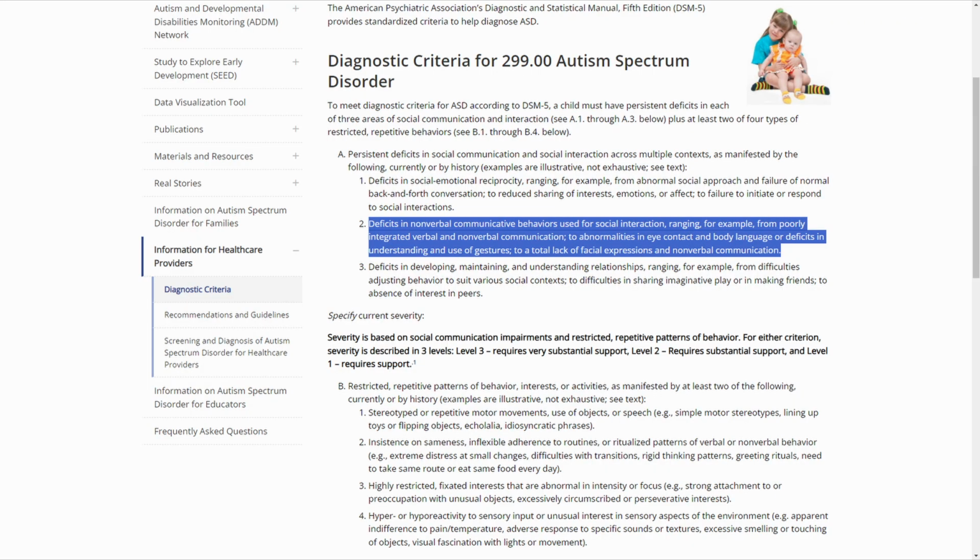Moving on to number 2, deficits in nonverbal communicative behaviors used for social interaction, ranging, for example, from poorly integrated verbal and nonverbal communication to abnormalities in eye contact and body language, or deficits in understanding and use of gestures to a total lack of facial expressions and nonverbal communication. The second point is being unable to read social cues, said in simple language.